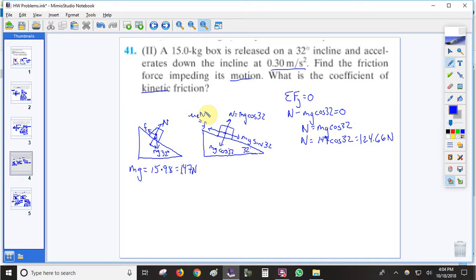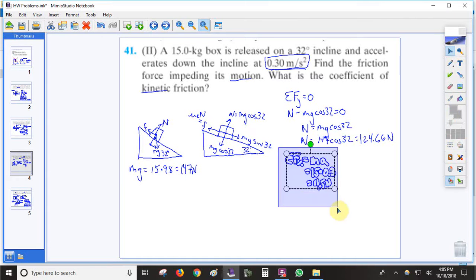Let's go ahead and sum our forces in the x direction. So again, we have sum of the forces in the x direction equals mass times acceleration. Our mass is 15 kilograms. Now our acceleration is right here, 0.3 meters per second squared, which makes the right-hand side of this equation 4.5 newtons.